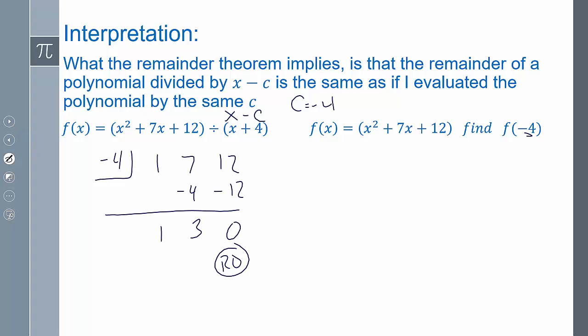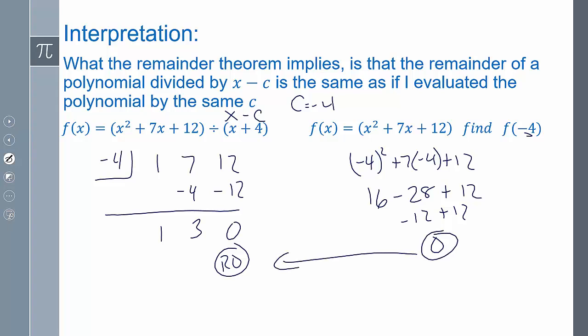Now let's take a look at if I plugged in negative 4. So this is 16 minus 28 plus 12. That's going to be negative 12, and you get 0. Those are the same. And so that's basically what the remainder theorem is trying to tell us.